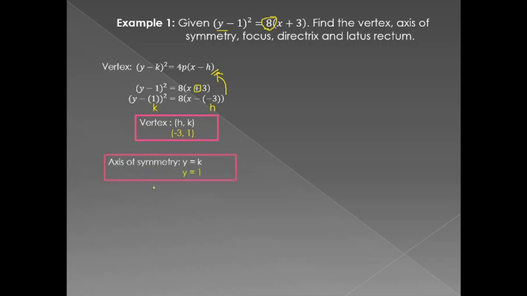Next, for the axis of symmetry, we have y is equal to k. So, our k is equal to 1. So, y is equal to 1.